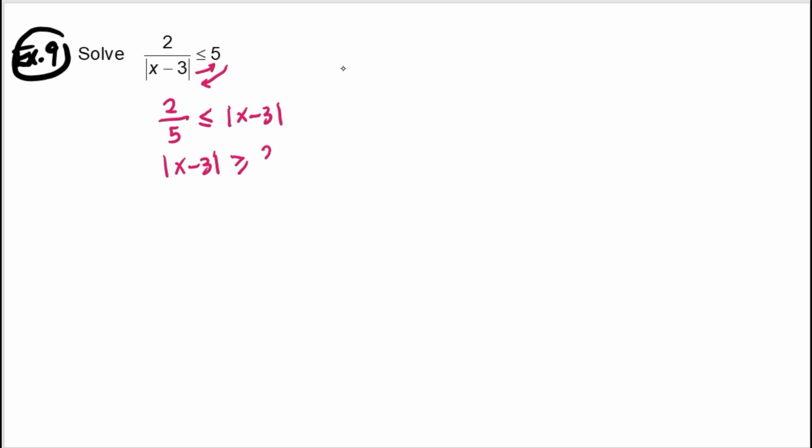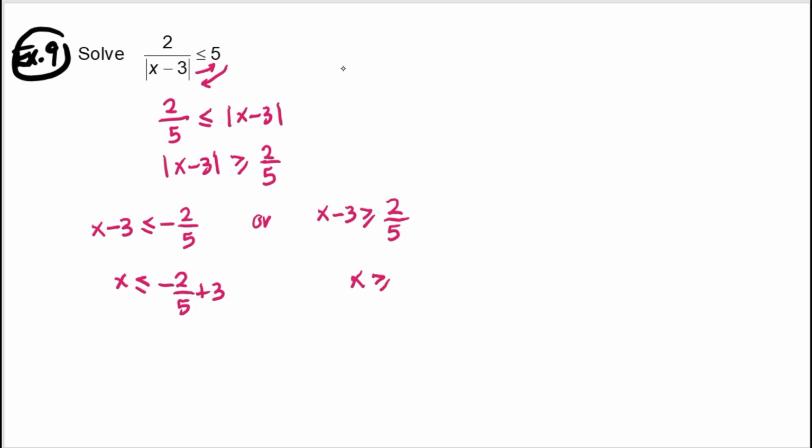Of course this one will be greater than or equal to. So using the previous theorem, to remove the modulus symbol here, we have x minus 3 less than or equal to negative 2 over 5, or x minus 3 greater than or equal to 2 over 5. Now we have to bring negative 3 to the other side, therefore we have negative 2 over 5 plus 3.